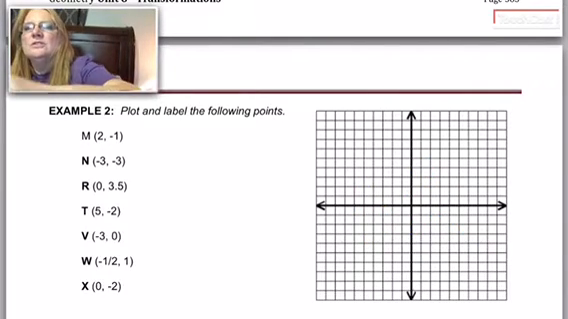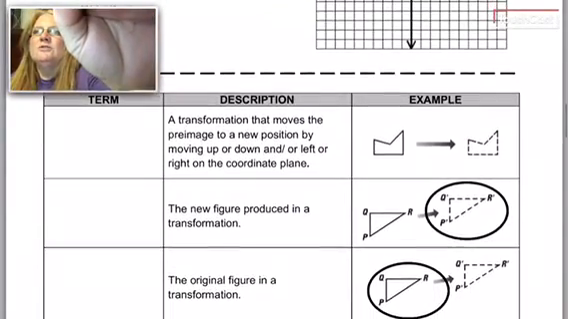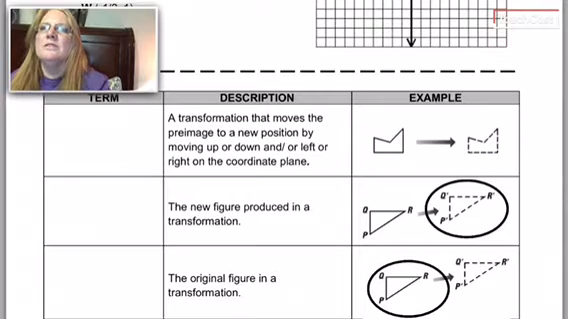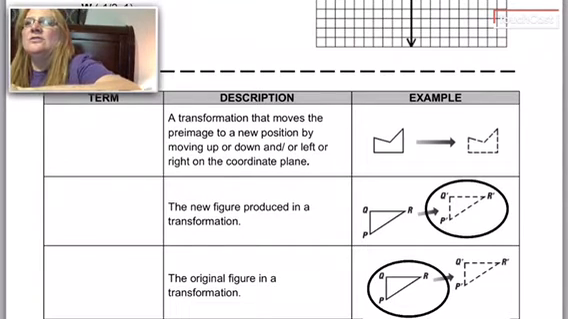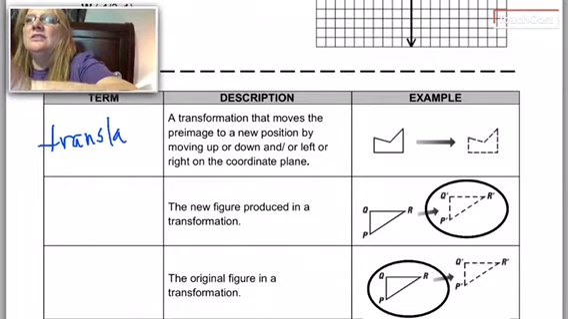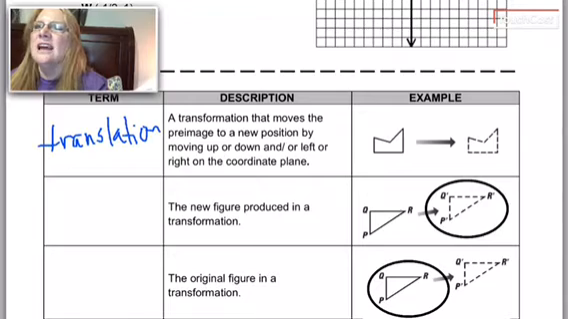Now what we're going to do is start translating them. Let's learn a few terms. The first term: a transformation that moves the pre-image to a new position by moving up or down or left or right on the coordinate plane is a translation. A translation does not change the shape. It doesn't change the size. It looks exactly the same. It just moves it.